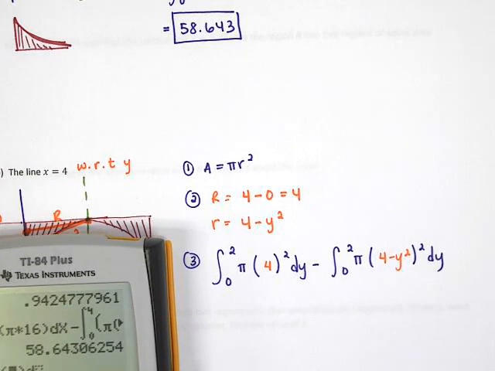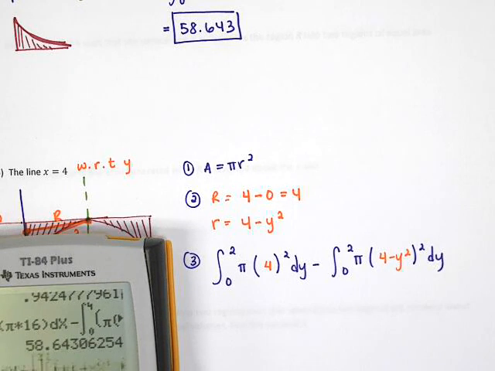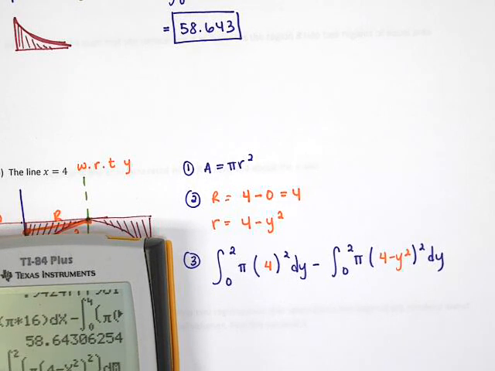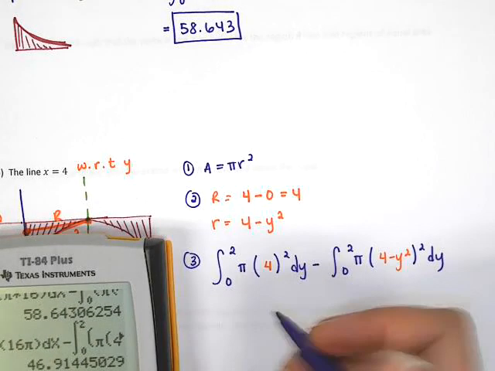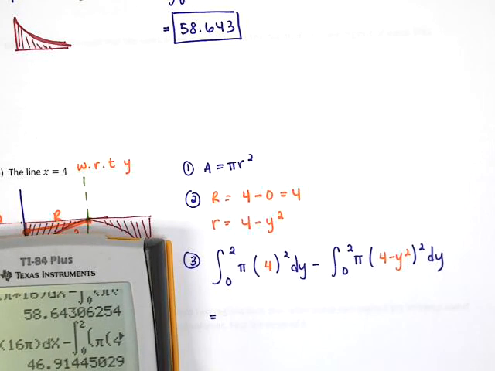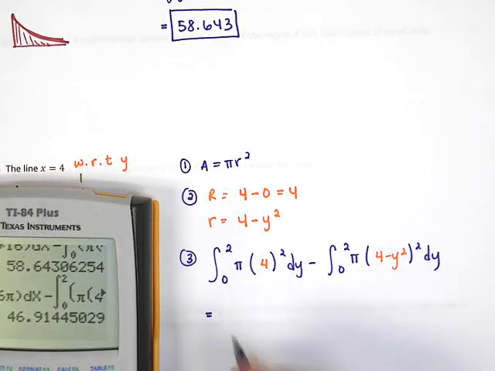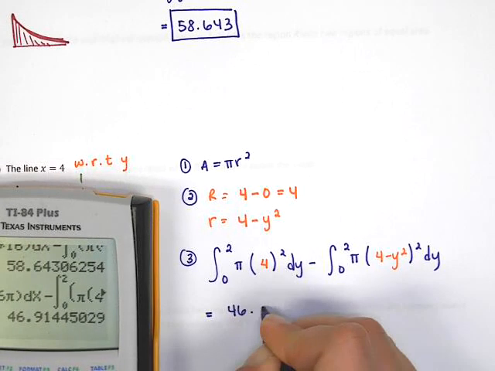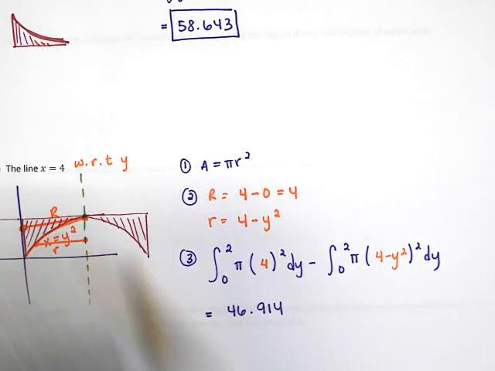Integral from 0 to 2. Now 4 squared is just 16, so 16 pi minus math 9, integral from 0 to 2 of pi times 4 minus x squared, squared dx. Now I know we did this in terms of y, but remember on your calculator it's just an arbitrary variable, so you can just type in x. It would be 46.914 as our volume.